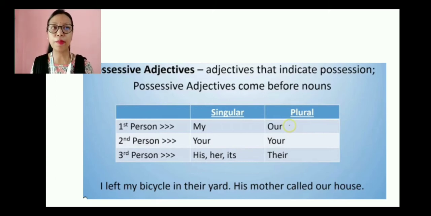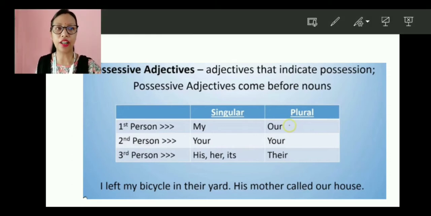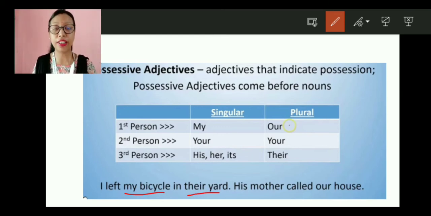So these are possession. I left my bicycle in their yard. His mother called our house. So my bicycle, right? Whose bicycle? My bicycle. Then in their yard. Whose yard? The yard belongs to them, right? Then his mother. Whose mother? His mother called our house. Whose house? Our house, right?